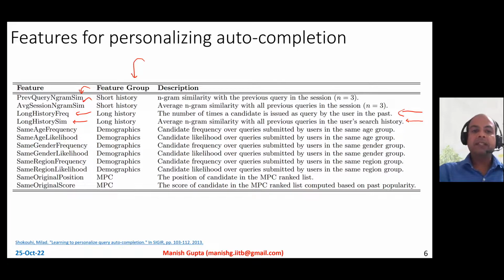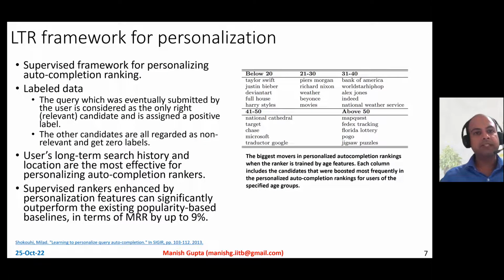Then there are demography-based attributes which relate to candidate frequency over queries submitted by users in the same age group, same gender group, same region group, and this has to do with candidate frequency and likelihood, both normalized and unnormalized features. Lastly, of course, there are features related to the most popular completion method, which is basically the position of the candidate in the MPC ranked list. These two are more like non-personalization based features, but the typical features which are used for ranking suggestions in an autocomplete system anyway.